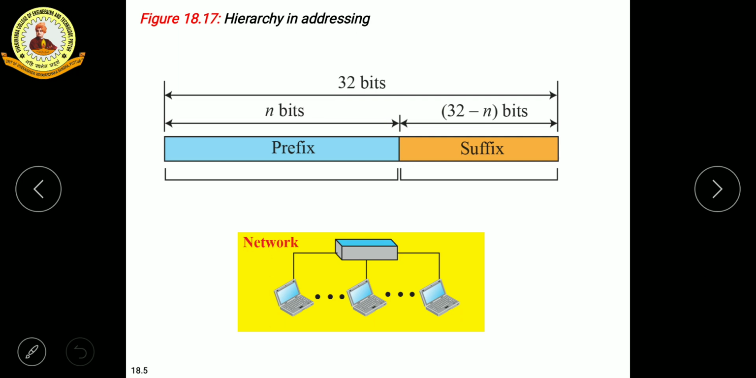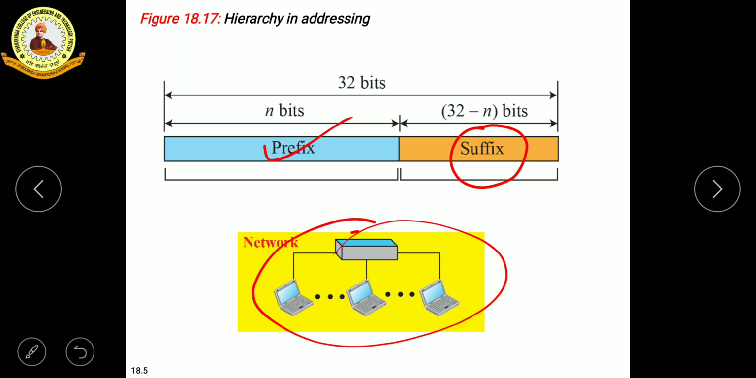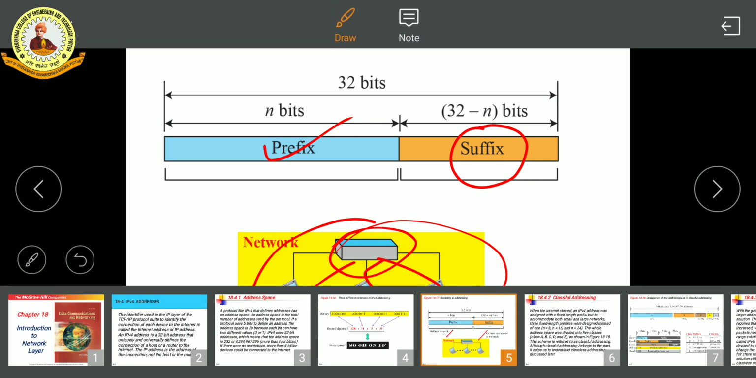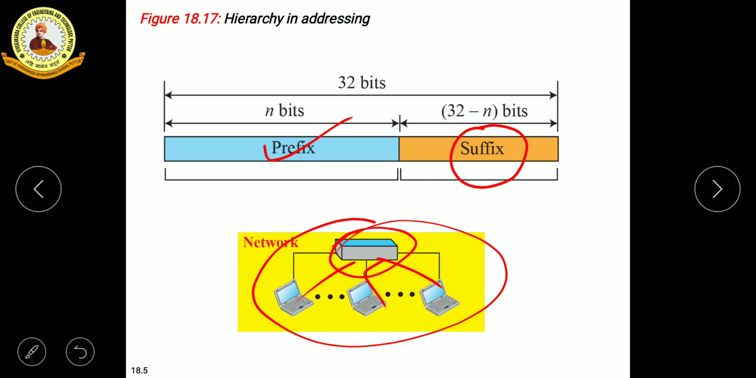The prefix defines the network, and the suffix defines the node. You should keep this in mind. This part defines the network and this part defines the node. What is the network and what is the node is mentioned here. So this is a network. To this network, how many nodes are connected? 3 nodes are connected. That is defined by the suffix. This network is defined by the prefix, in other words. Please keep this in mind.